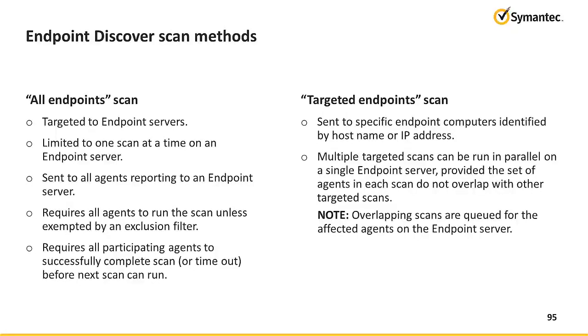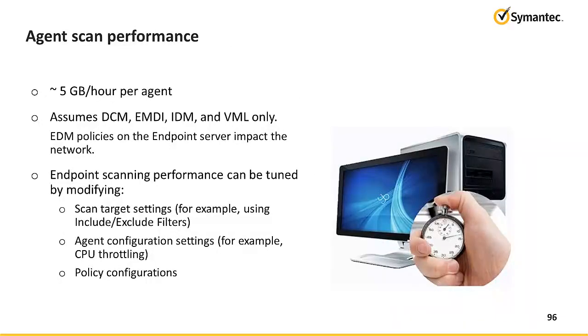For the targeted endpoint scan method, scans are sent to specific endpoint computers identified by hostname or IP address. Multiple targeted scans can be run in parallel on a single endpoint server, provided the set of agents in each scan do not overlap with other targeted scans. Note that overlapping scans are queued for the affected agents on the endpoint server. Each DLP agent scans files on its corresponding endpoint computer at a rate of approximately 5 gigabytes per hour, assuming that policies containing agent-centric detection rules such as DCM, EMDI, IDM, and VML are used.